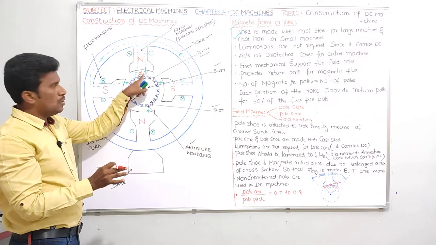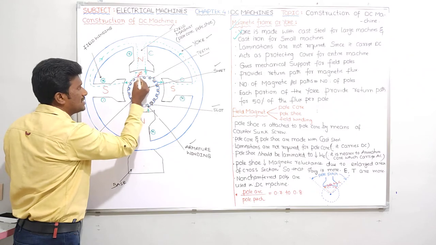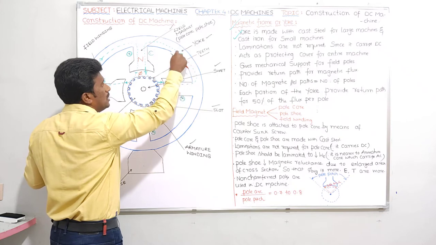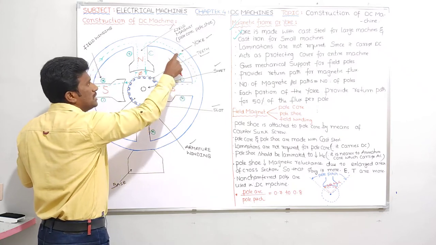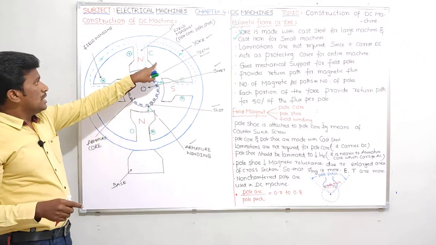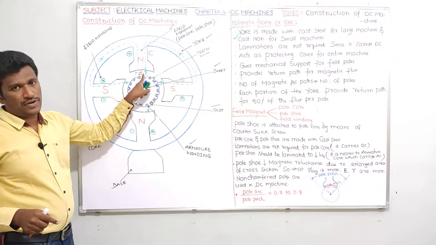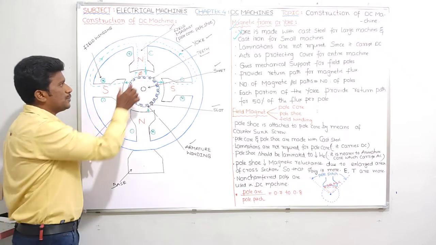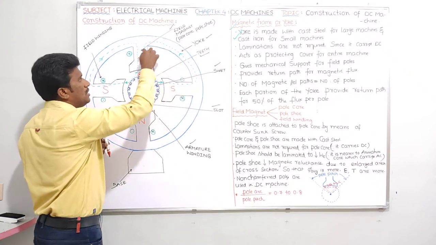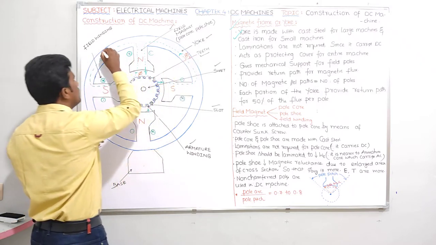I'm just taking flux per pole as pi. So under this north pole, if you observe clearly, two lines are just shown. But if you see here, this portion of the yoke carries only one path. I'm not having two paths here, I'm having only one path. That means each portion of the yoke carries 50% of the flux only. If I take under the north pole, total flux is pi, flux per pole is pi. So 50% of flux is coming here, 50% of flux is coming here. So I can write here, it's pi by 2 and it is also pi by 2.